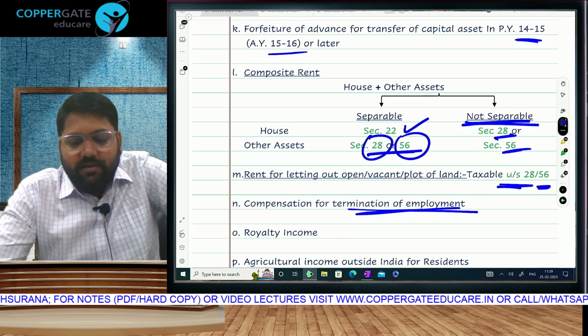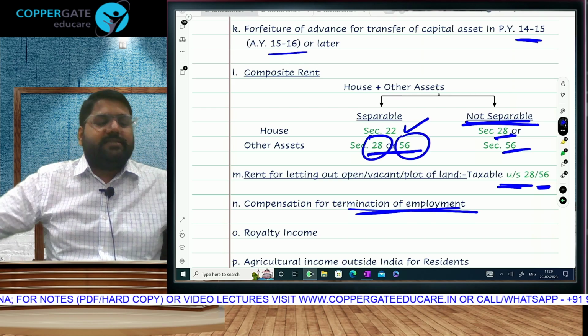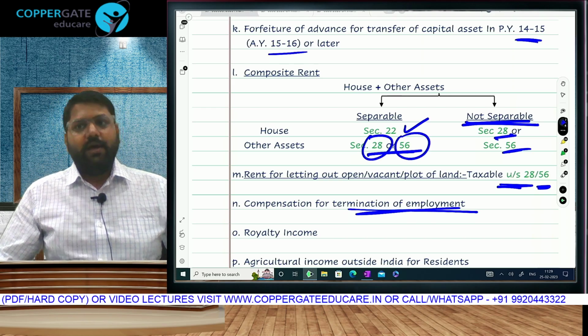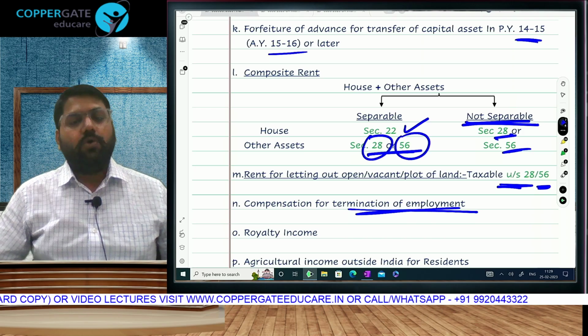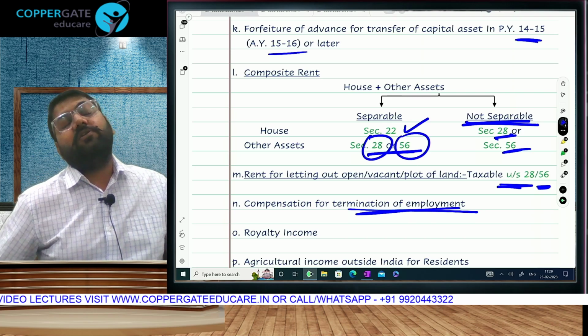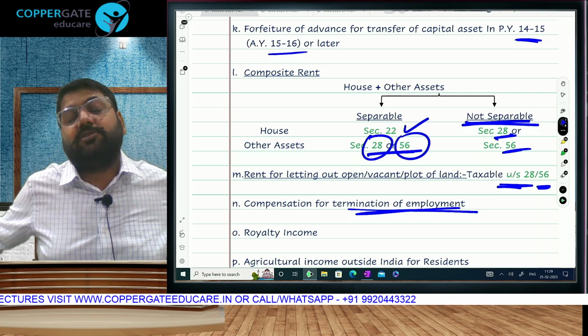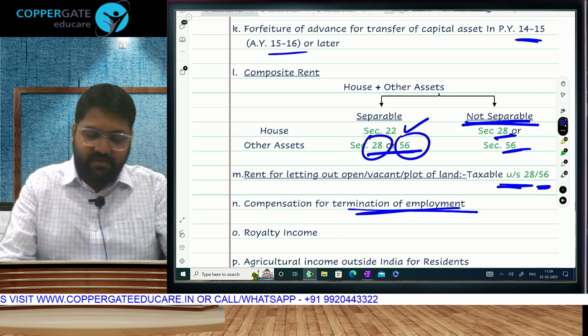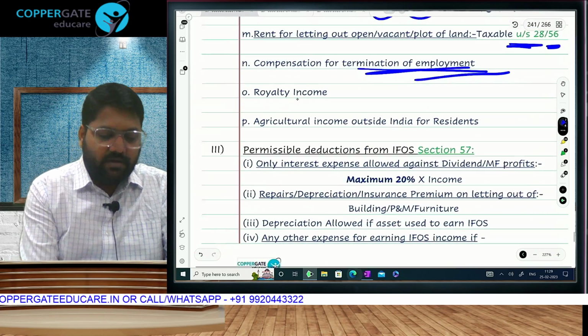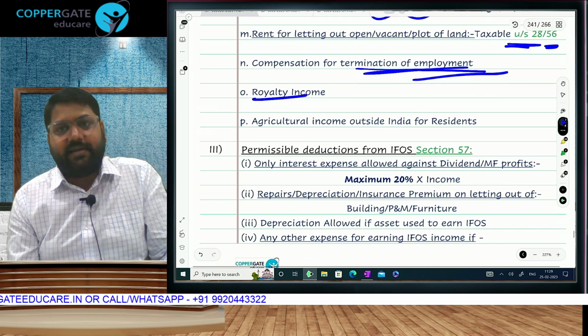salary. But supposing we tell each other that we are discontinuing the profession altogether. Okay, supposing I leave, so the profession only is discontinued. Then people are claiming, sir, it will not come in business because I have stopped my business or profession. No, if it will not come under business, it will come in IFOS, but it will be taxable. Likewise, royalty income will always come under IFOS because you are not actively involved.